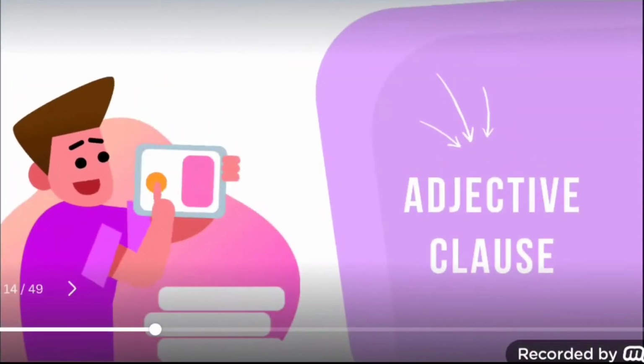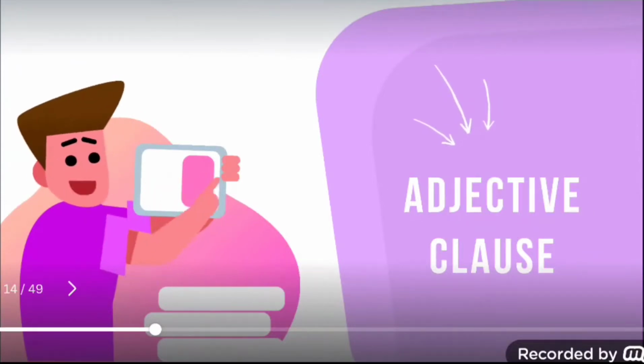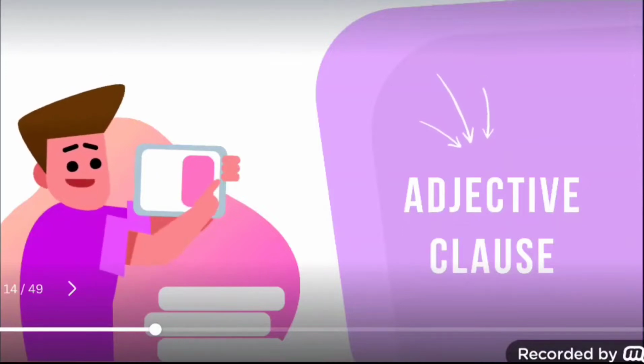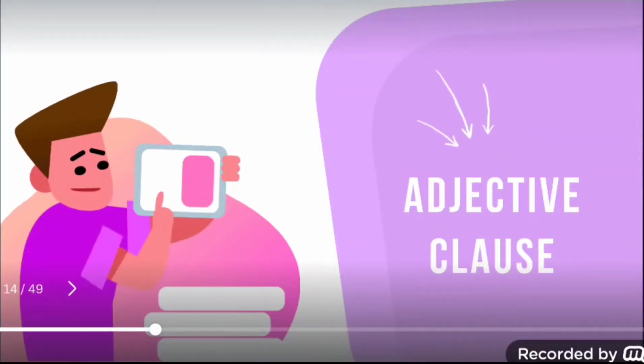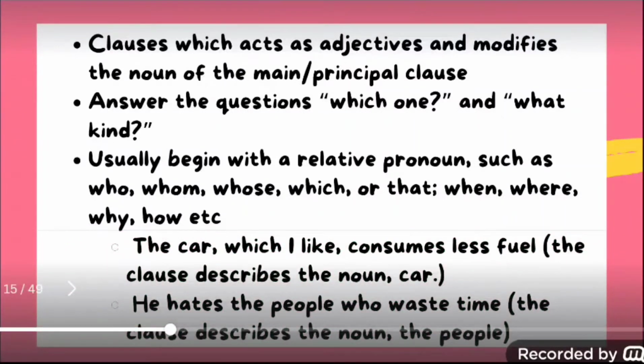In this video, we'll be discussing adjective clauses and noun clauses, which are the first two types of dependent or subordinate clauses. What is an adjective clause? An adjective clause is a clause which acts as an adjective and it modifies the noun of the main or principal clause.